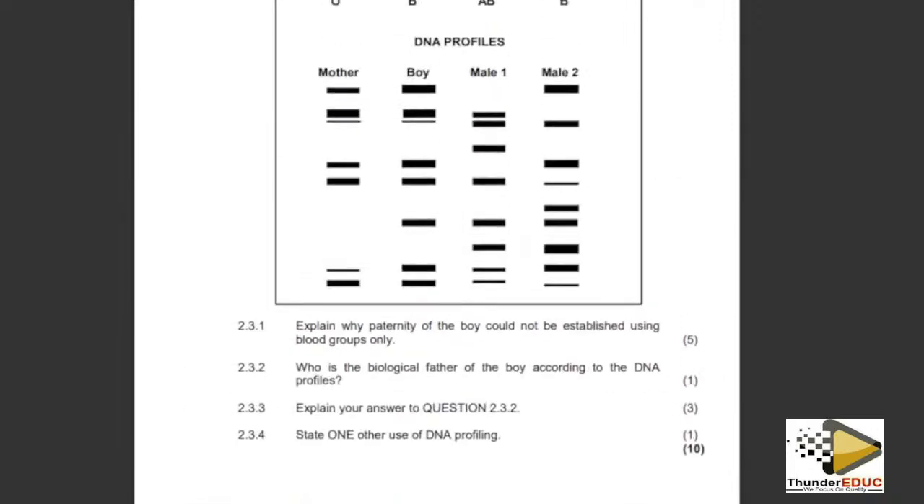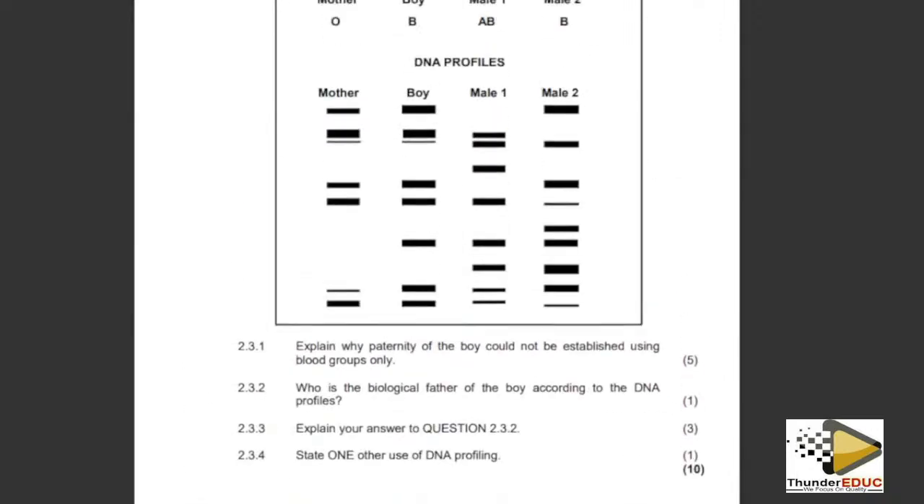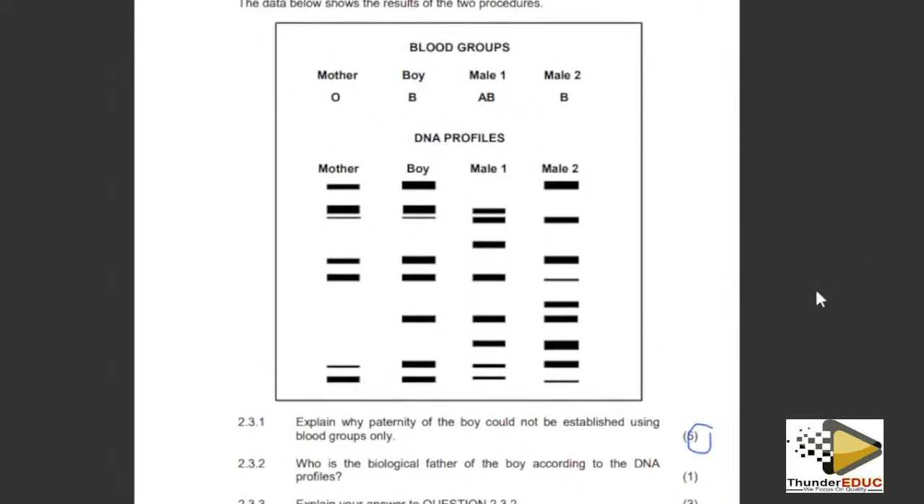There's one question here for blood group, but I think we exhausted the blood group, but you see that blood group also has 5 marks. Explain why paternity of the boy could not be established using the blood group. Why is the paternity test not able to conclude that this is the father of the individual? It's because many people have the same type of blood group.